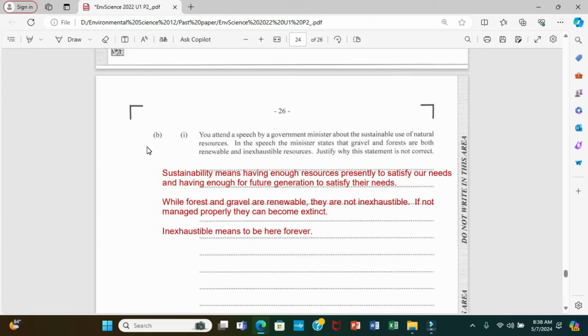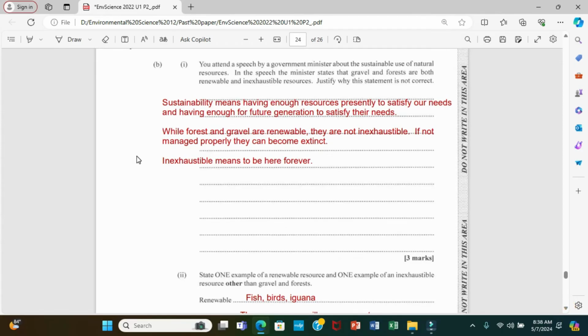You attend a speech by a government minister about the sustainable use of natural resources. In the speech, the minister states that gravel and forest are both renewable and inexhaustible resources. Justify why this statement is correct.